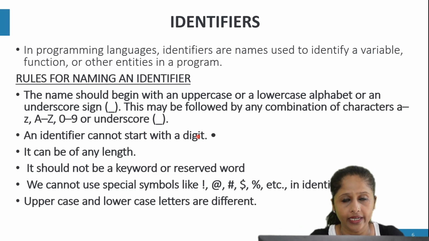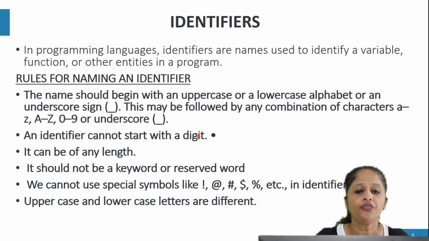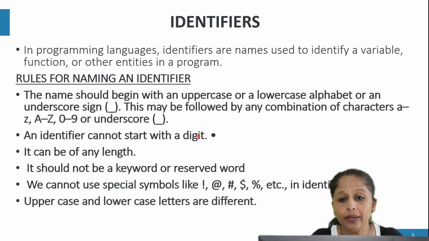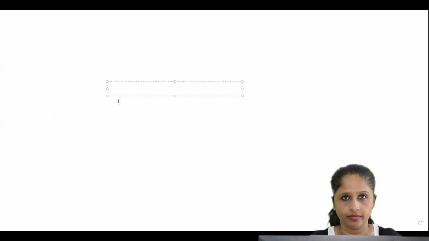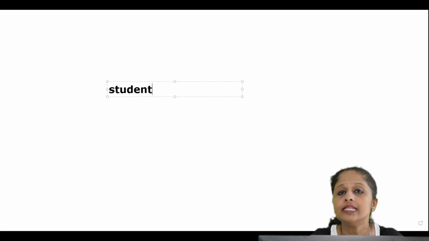So that is identifier. In all the programming languages, there are some rules for naming an identifier. So let's see what are the rules. The first one is, the name should begin with an uppercase or a lowercase alphabet or an underscore sign. So let's see how it is. For example, if I am giving a variable name student, I am taking a variable name as student, it is an identifier.